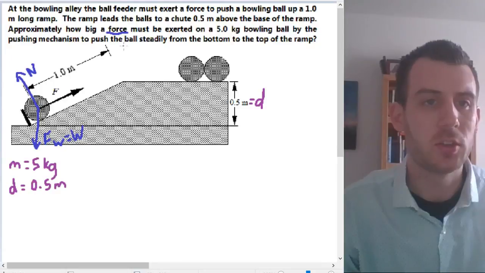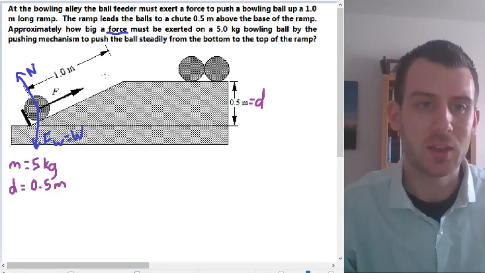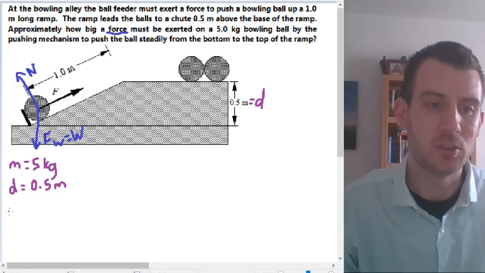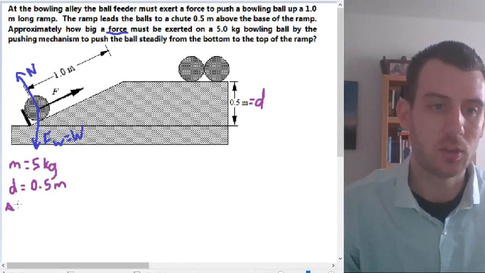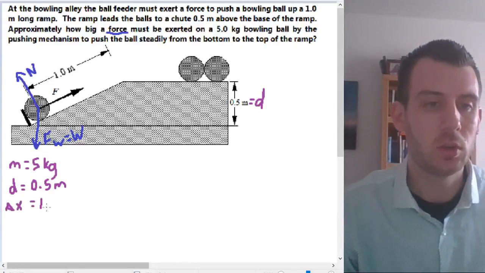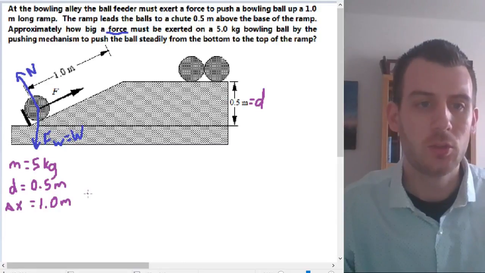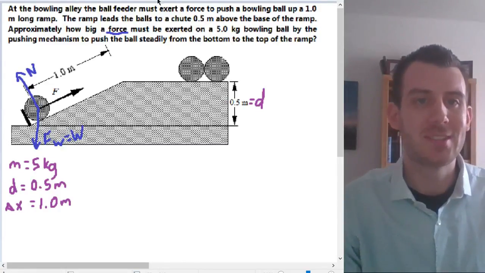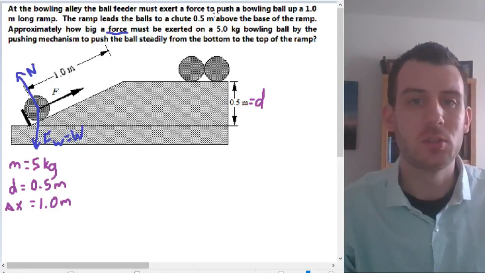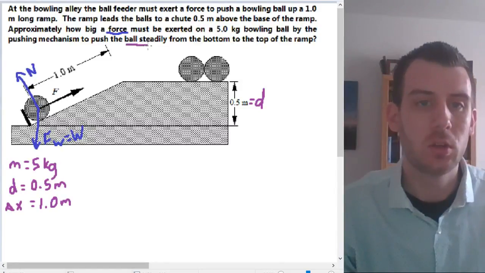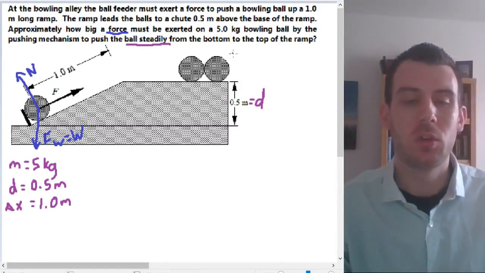What else does it tell us? It tells us that I have a length that it's going across. Maybe this is the displacement that it's going. Okay, so we'll write that as a delta x equals 1.0 meters. That's about it. So what can we work with? Well, we know that this is talking about a force that is moving the ball up at a steady velocity. So the ball steadily moves from the bottom to the top.